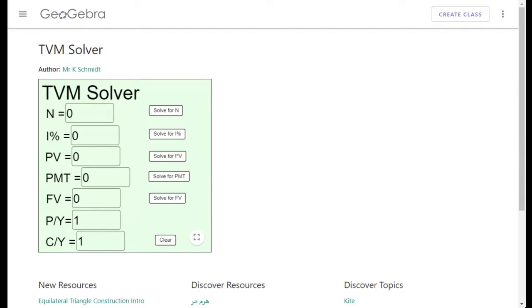PV is the amount in the account now, and so on. What's nice about this is if you put everything else in there, you can calculate the unknown by just clicking on the white buttons on the right.